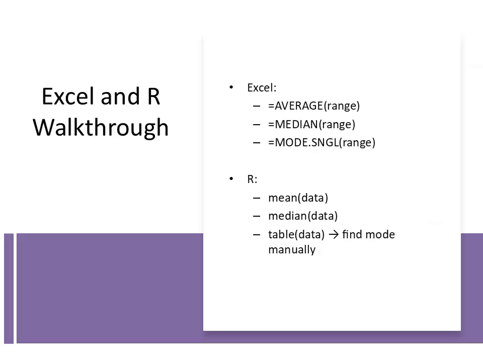You can calculate all these measures easily with software. In Excel, use =AVERAGE, =MEDIAN, and =MODE.SNGL. In R, use mean, median, and table to find the mode. We'll practice using these tools this week so you can get comfortable with them.